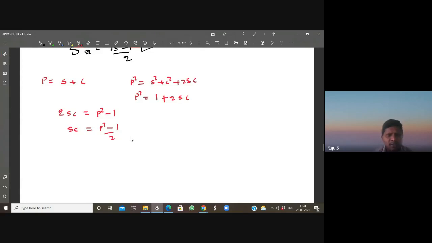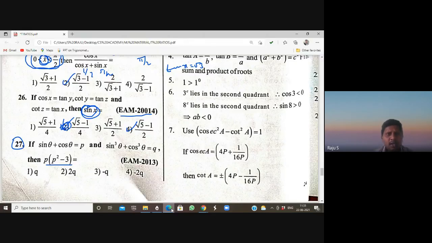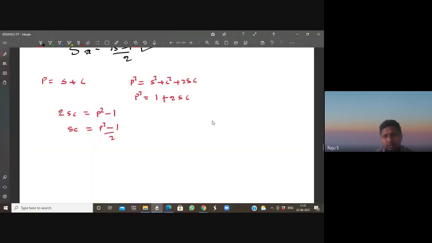Fine, students. Now q. What is q, student? q value is what? Anyone? The question, q they have given as sin cube theta plus cos cube theta. Am I right? Clear?